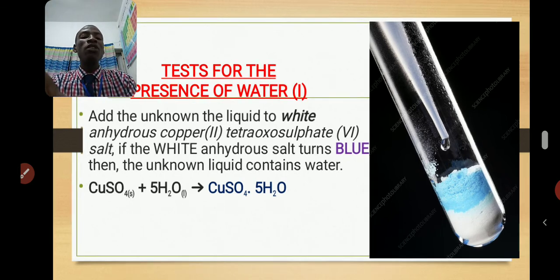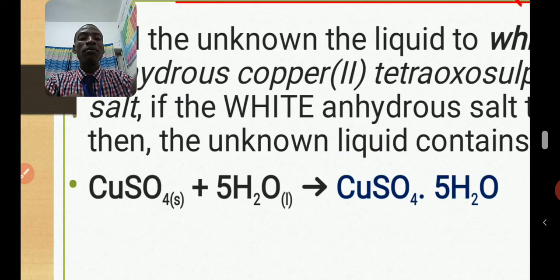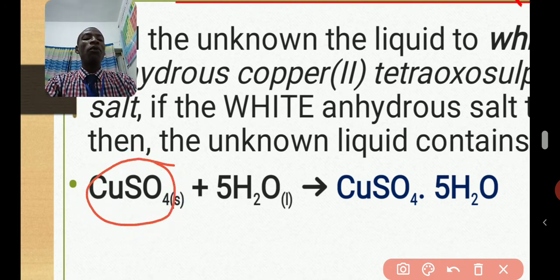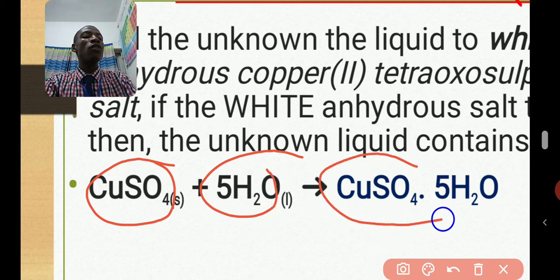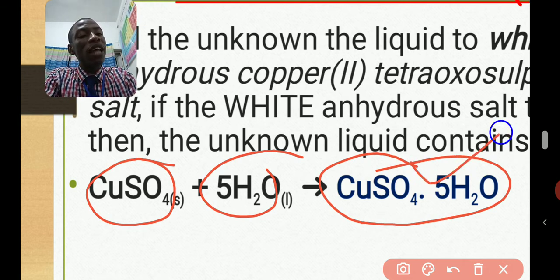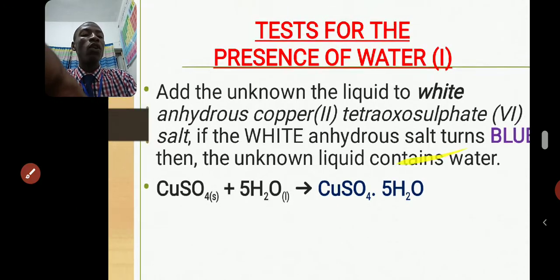So you can see this equation that we have here. Copper sulfate, this one is white. This copper sulfate is already white. Now, if you add water to it, it's going to give you copper sulfate pentahydrate, CuSO4.5H2O. This is the hydrated salt, hydrated copper sulfate, which is blue in color. This is the anhydrous, the one without any water of crystallization, is white in color.